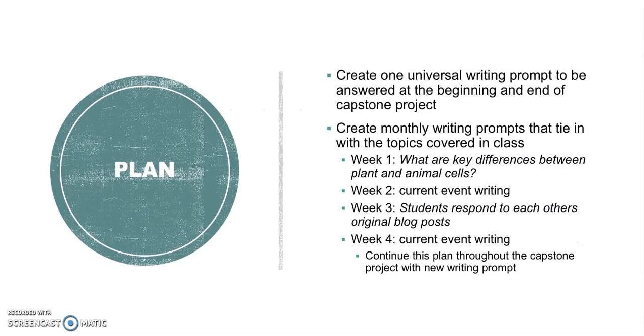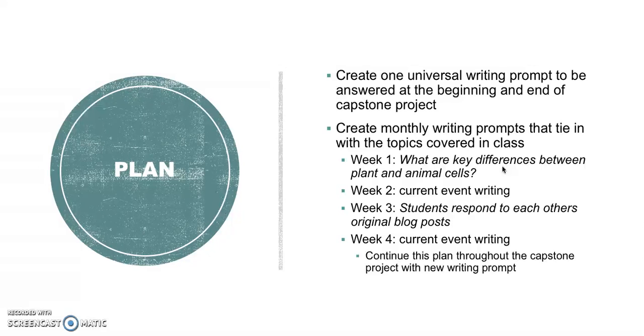The plan. I first created one universal writing prompt to be answered at the beginning and the end of the capstone project. This writing prompt was based on students' understanding of life science concepts and would be a general catch-all for that information. From there, I created monthly writing prompts that tie in with the topics covered in class. So for example, during a month-long system, the first week would concentrate on them writing a prompt using the blog. For example, what are the key differences between plant and animal cells? So this is the first topic that we cover. Students would answer this writing prompt on the blog.